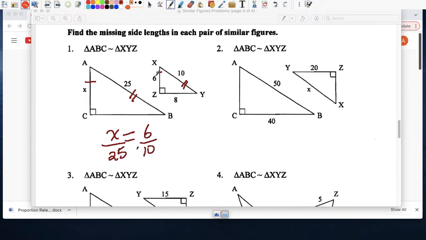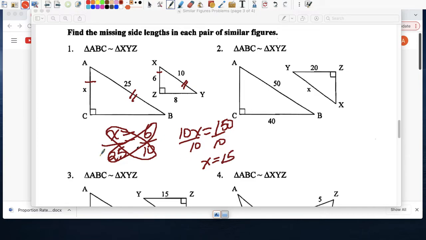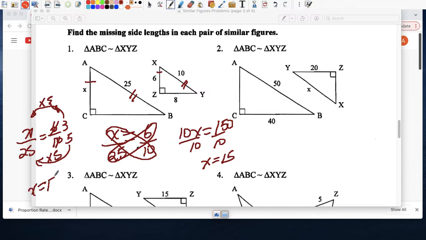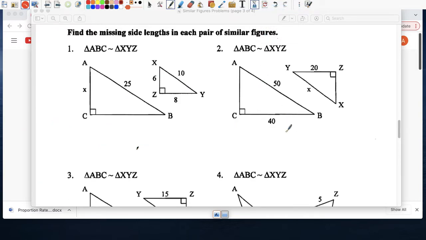Cross multiply if you choose to. You can do that. This one is easy enough. So I get 10x equals 150. Divide by 10, divide by 10, and x equals 15. If you didn't want to cross multiply, you can simplify the 6 over 10 to 3 over 5. And then 5 times what's 25, times 5, which makes 3 times 5. And that's going to give us x equals 15 as well. So it doesn't matter which way you do it, whichever way you feel more comfortable.